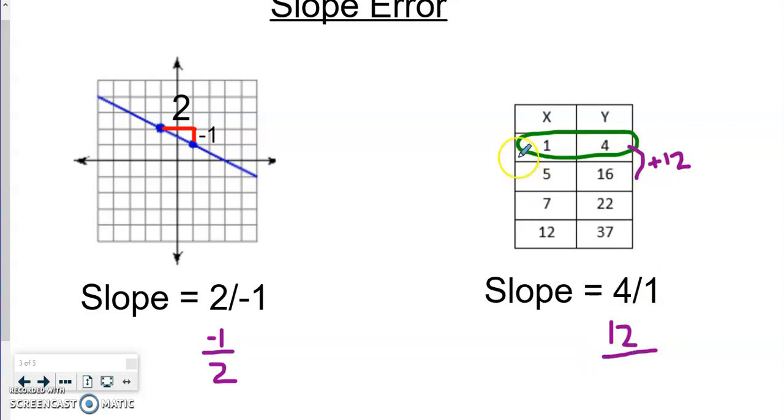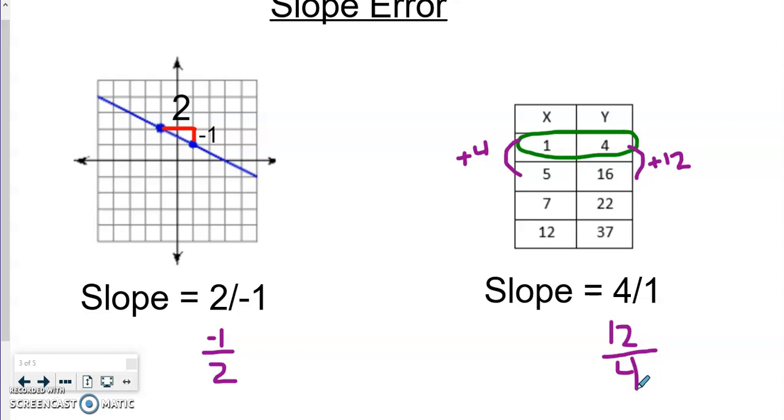And then you want to look at your horizontal change, or your x changes. To go from 1 to 5, I'm adding 4. Now notice that when I make it into the fraction, I'm not putting in the pluses, and that's just because we live in a society where we don't need to notify when something is positive.